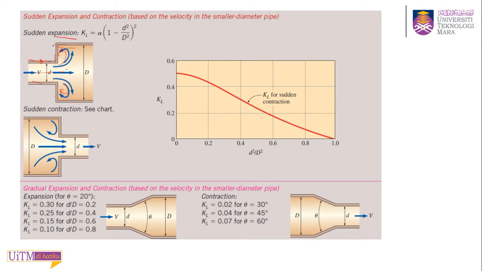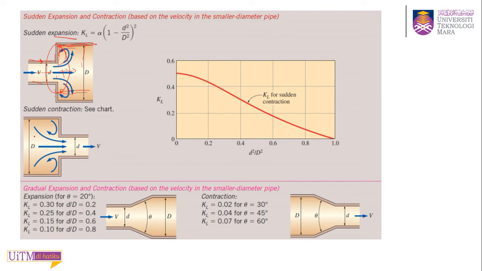Expansion losses here. You will calculate the expansion losses for this bigger pipe, because the flow enters here. So it corresponds to the bigger pipe. So when you calculate, you will use the diameter of the bigger pipe, not the smaller pipe. Okay, that's for expansion. For contraction, it is the opposite of this.